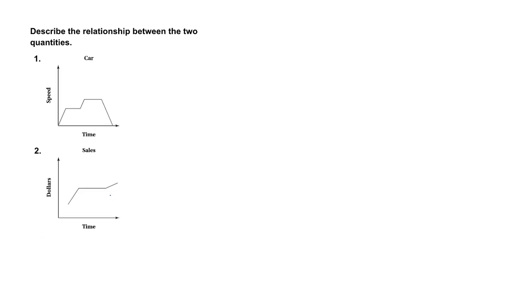But this one, we're going to go the other way. It says describe the relationship between the two quantities. So here we have a car, and the car has a speed versus time graph. And so we're seeing how the speed changes with time. And you'll notice this graph has 1, 2, 3, 4, 5 distinct sections on it. So I've got to have 5 different things that I'm describing.